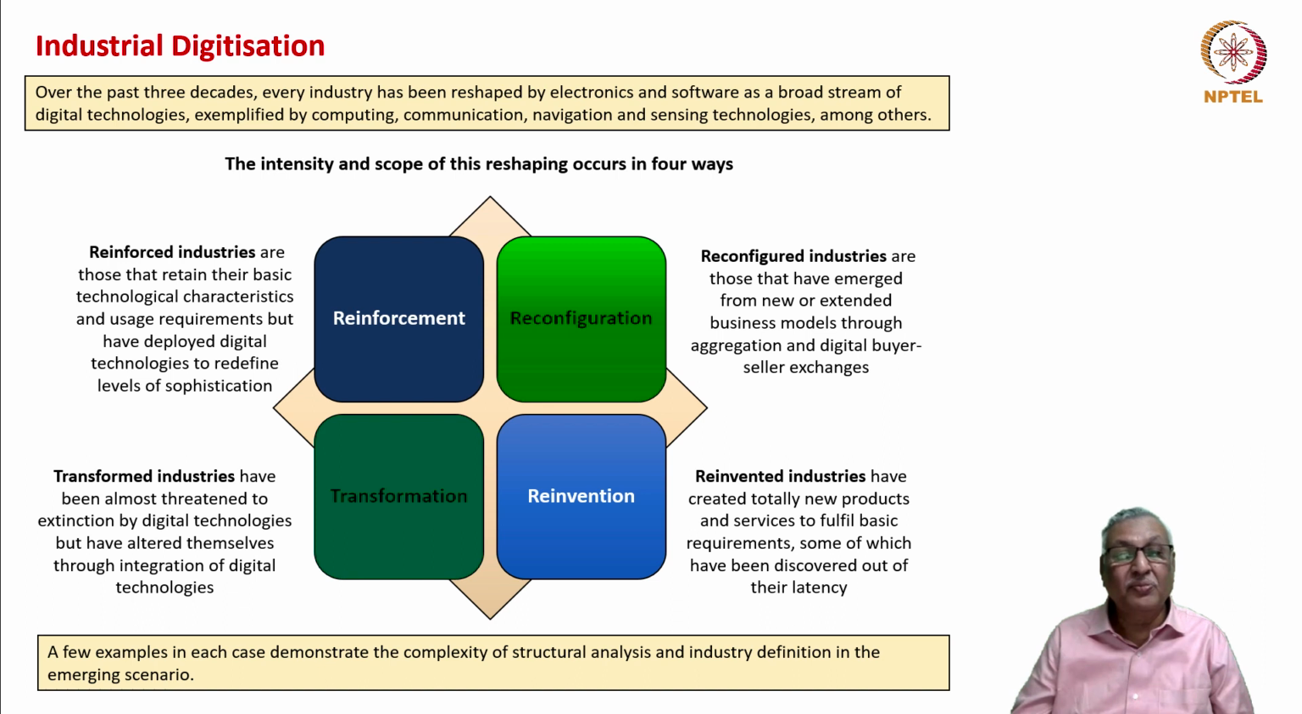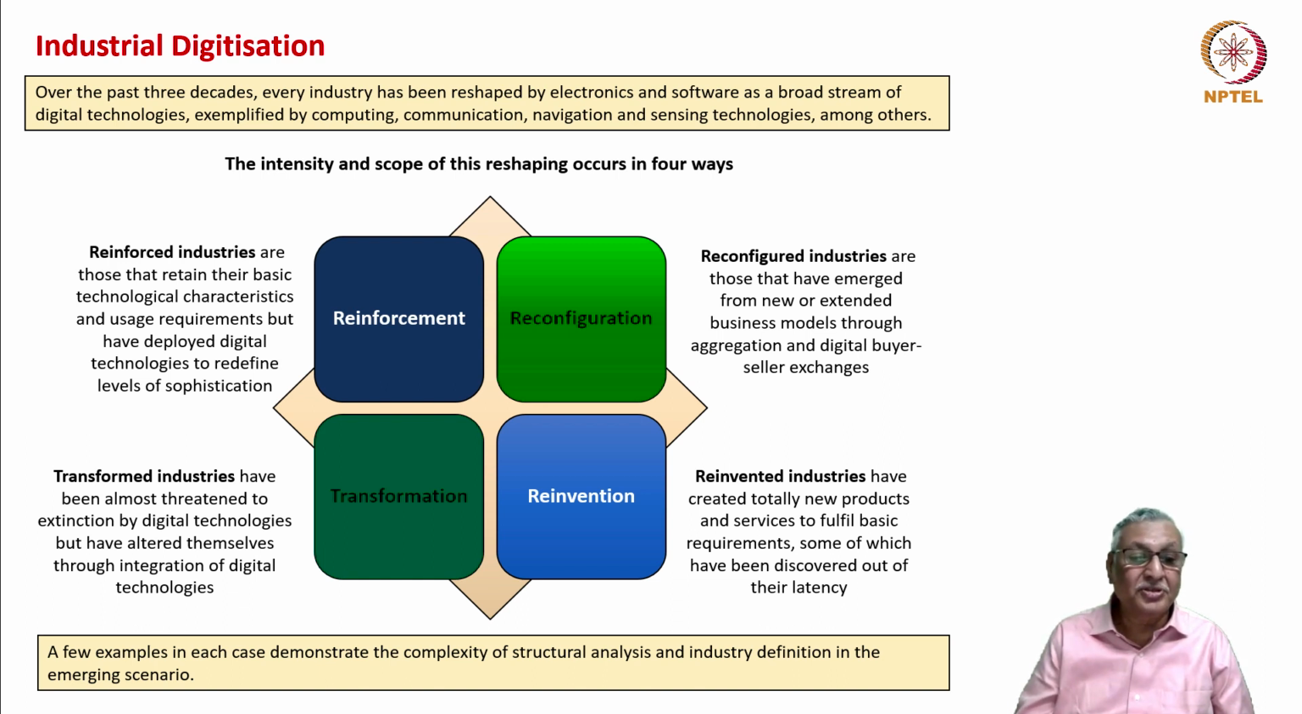First one, probably the basic one, is reinforcement. Reinforced industries are the ones that retain their basic technological characteristics and usage requirements, but have deployed digital technologies to redefine the levels of sophistication. Reconfiguration is the second way the reshaping has occurred. Reconfigured industries are those that have emerged from new or extended business models through aggregation and digital buyer-seller exchanges. Both aggregation and disintermediation are a part of the new digital wave that is reconfiguring various industries.